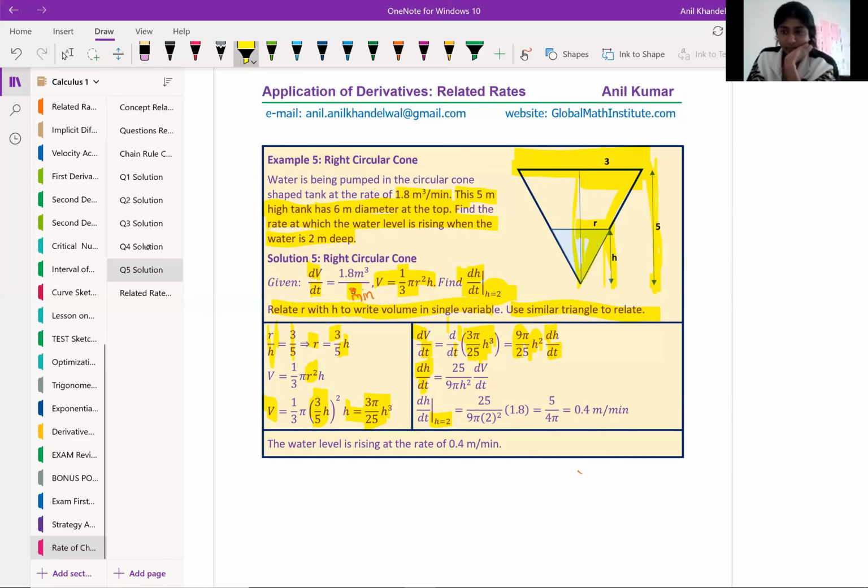And then, good, I wrote the answer for the first time in a statement. The water level is rising at the rate of 0.4 meters per minute. Clear? So that is how you're going to solve it. Is it making sense now? It's not that bad. So finally, you have understood clearly how we are going to solve these questions. Can you summarize this, please, for me?